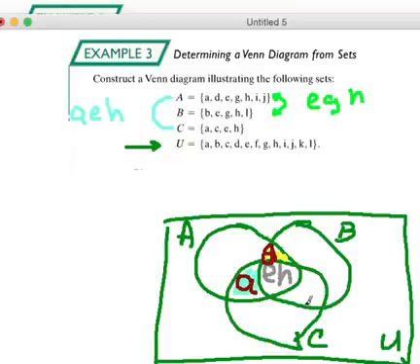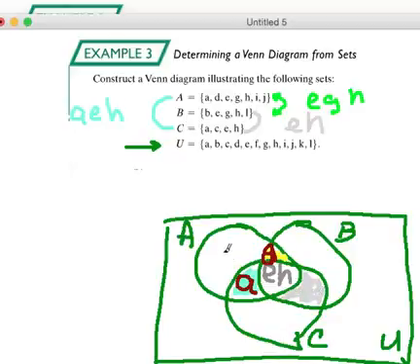All right, now let's look in this region right here. What is in this region? Well, it's B and C, but not E and H. What are those? Well, we'll start with the smaller one. A, no. C, no. E, yes. H, yes. Well, we already have E and H, so we're just going to leave that blank.